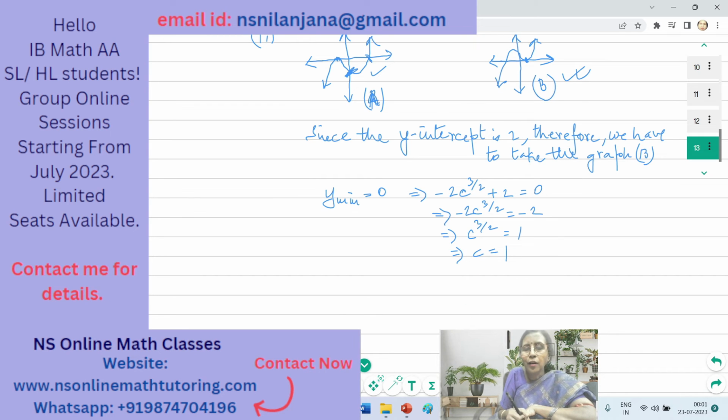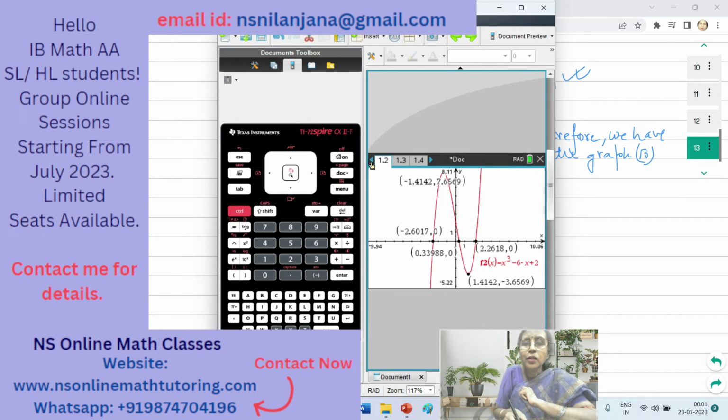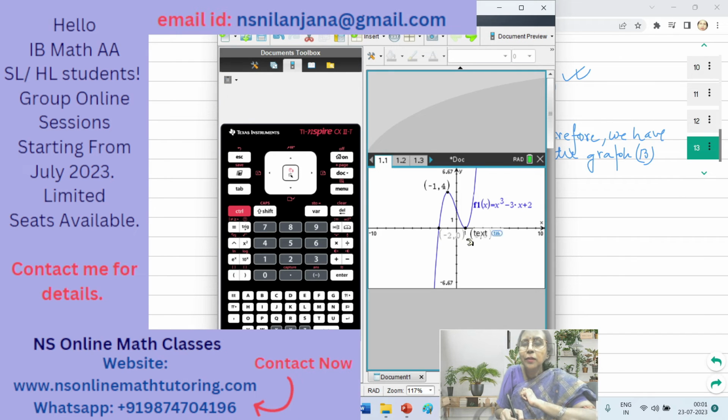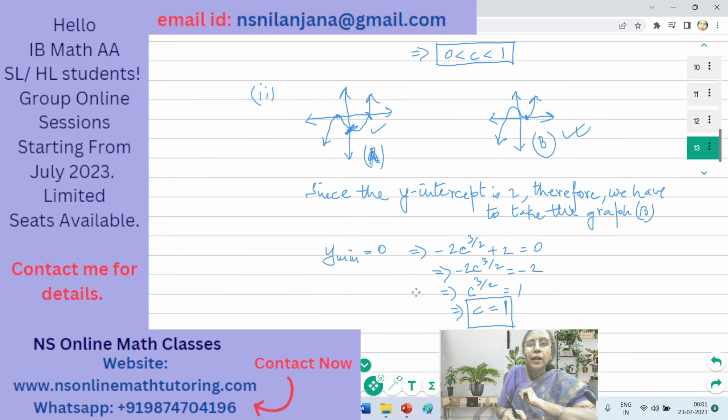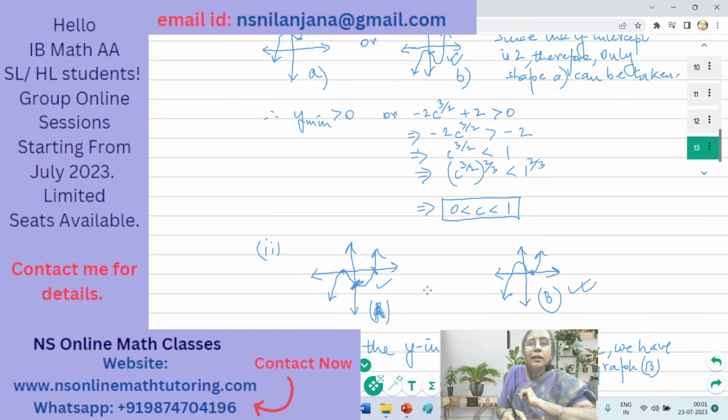And we have seen the graph of c equal to 1 did have the minimum on the x-axis. We have sketched the graph. You can see the graph over here as well. See, this is the graph of c equal to 1. The minimum point is on the x-axis. Okay. So this is the case where you are having exactly two x-intercepts.